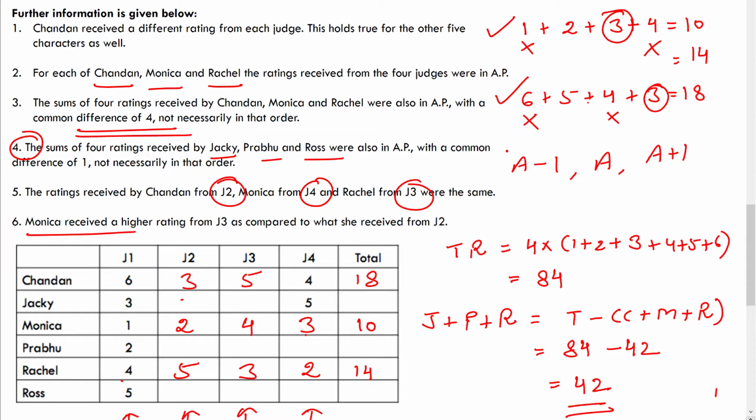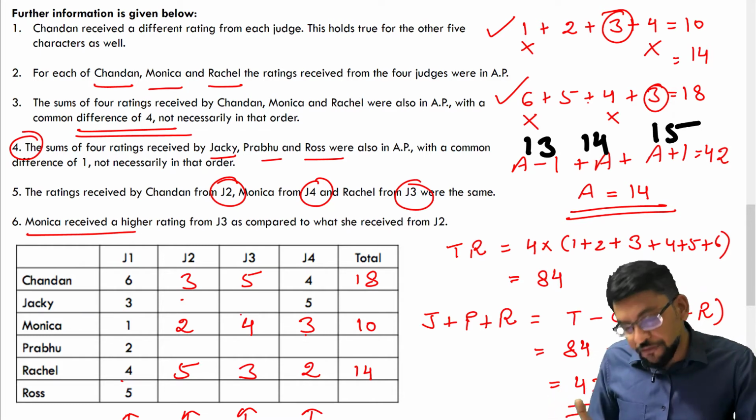And we can see from here that the summation of these ratings is in AP. That means if I add these numbers A minus 1, A and A plus 1, this summation should be equal to 42 for sure. So we can write down from here 3A is equal to 42. So A has to be 14. So we got to know what numbers will be here. And these numbers, we know, have to be 13, 14 and 15.